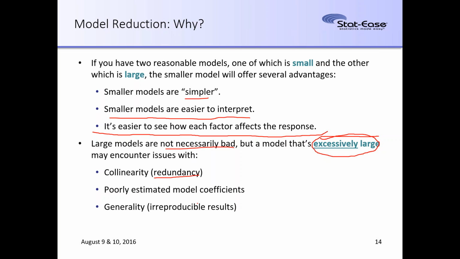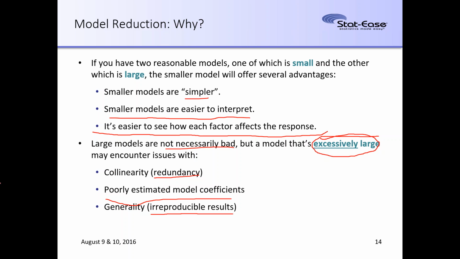What's going to happen is that those terms are going to compete with one another in the model to explain the same feature in your data set. And this is going to cause poorly estimated model coefficients. You may end up with issues with collinearity. Your prediction quality and accuracy and precision will likely suffer. And you also will likely encounter an issue with irreproducible results.